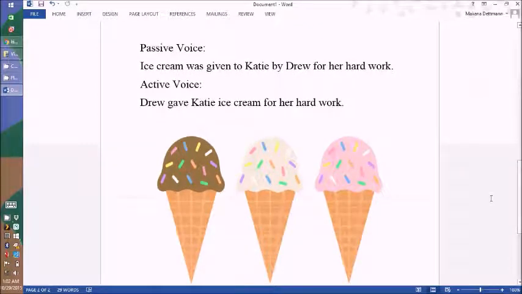A sentence using passive voice might sound like, "Ice cream was given to Katie by Drew for her hard work." The same sentence using active voice would be, "Drew gave Katie ice cream for her hard work." Notice that in both sentences, Drew gives Katie ice cream. However, the passive voice sentence is wordier and less direct. Using active voice allows you to make your point in a quick, clear way.